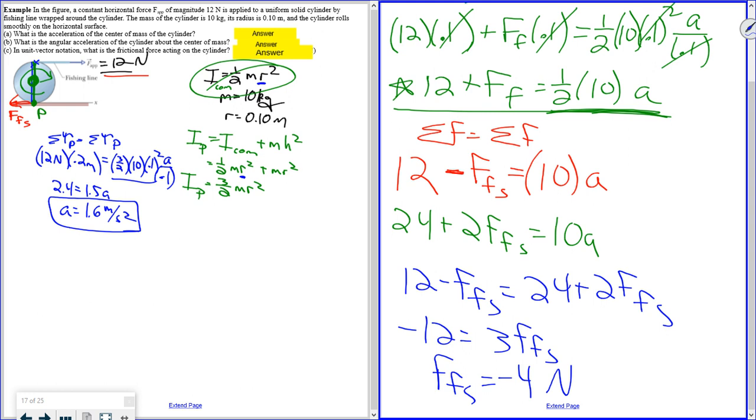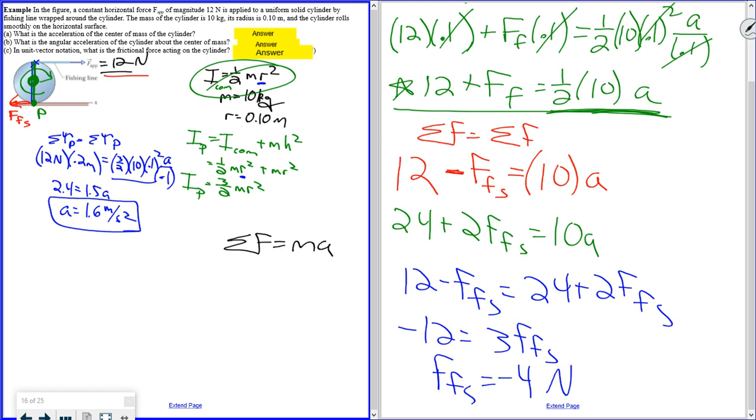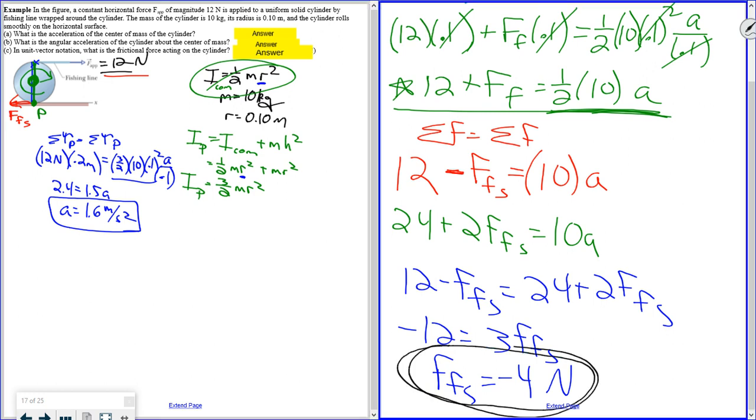If I blindly go along and just solve this, I just go net force is mass times acceleration. But basically what I've just stumbled on is, remember, we went through this whole problem assuming that our force of friction was positive, and we solved it and got a negative value. That means I was wrong about the direction of my friction. So my friction must point to the right. That's very strange.